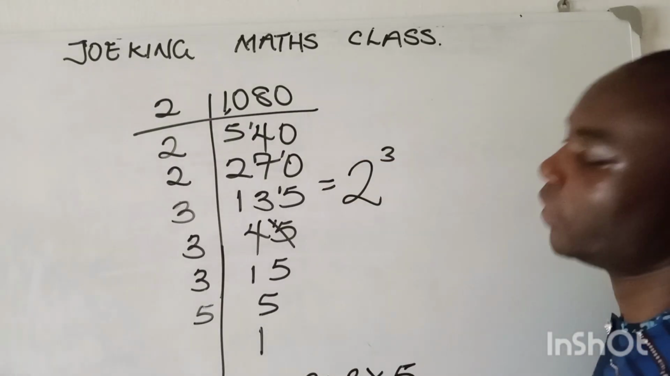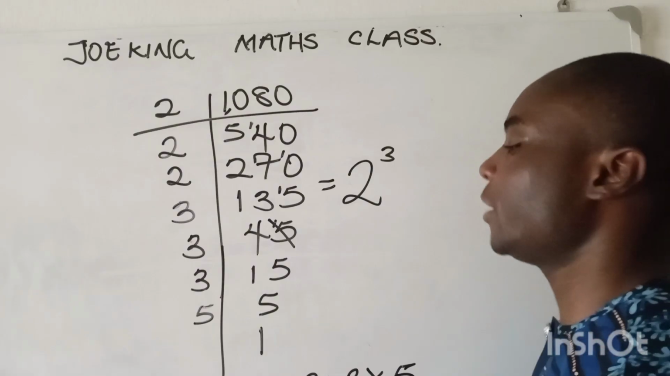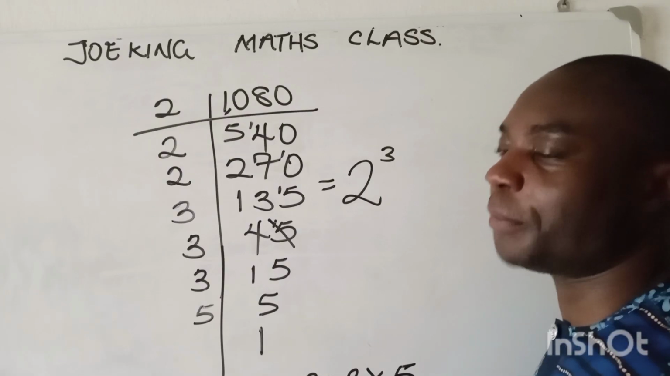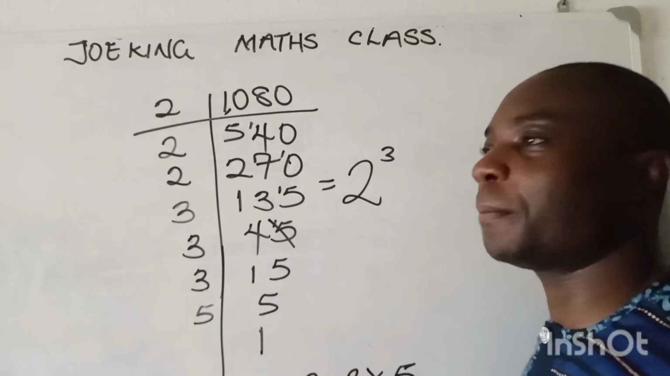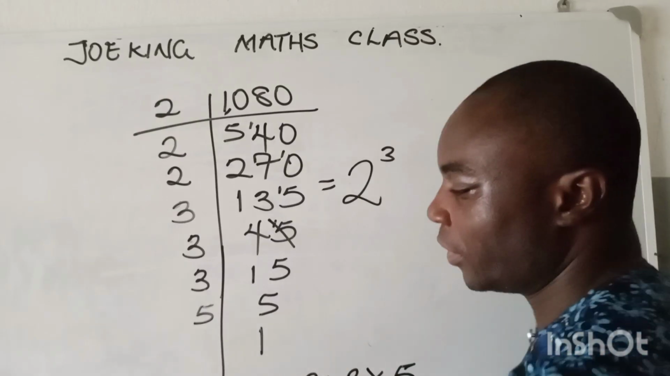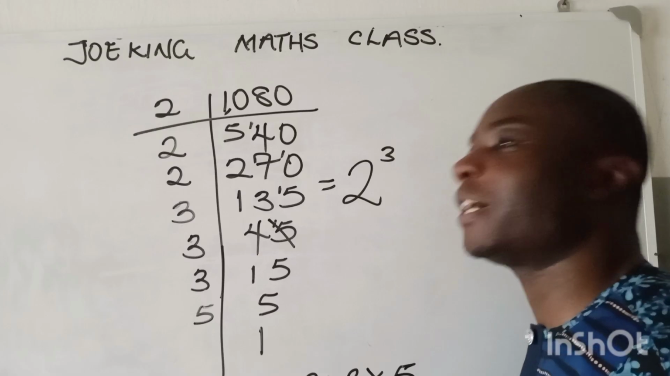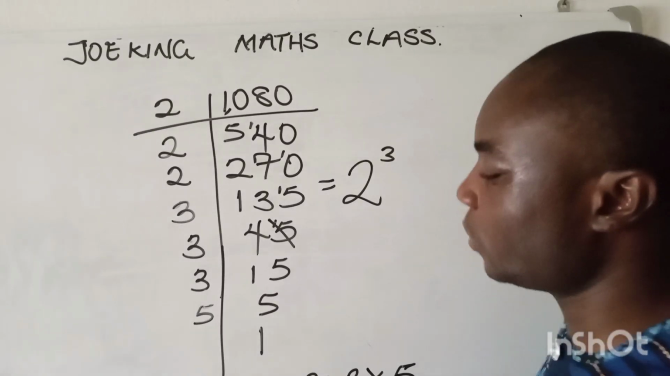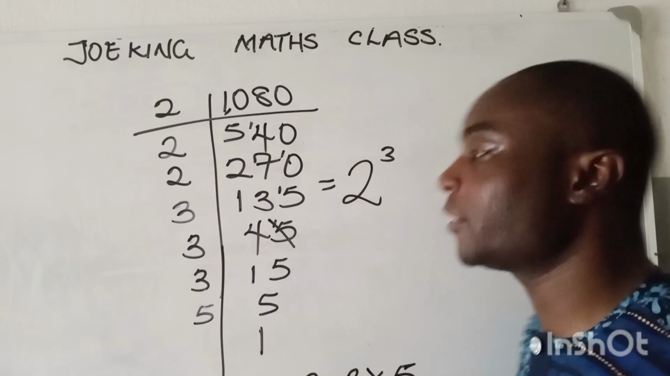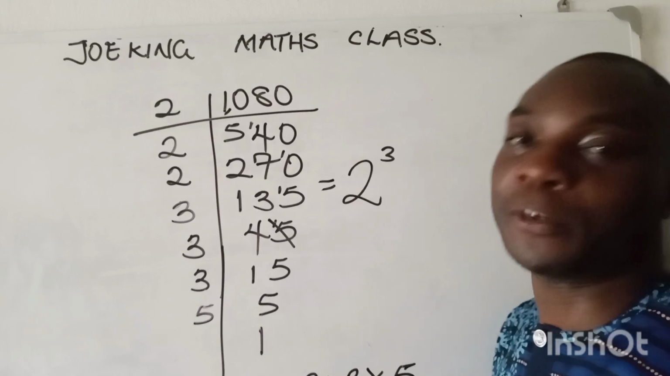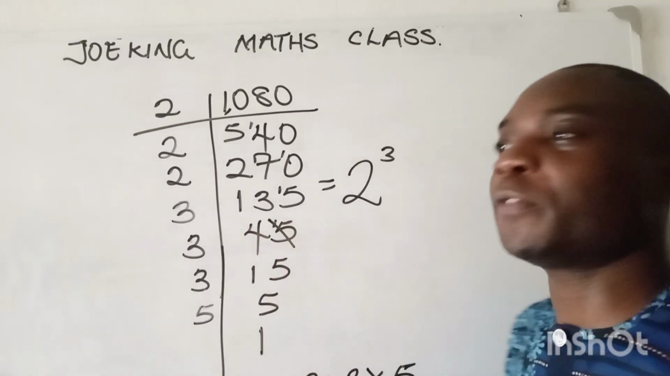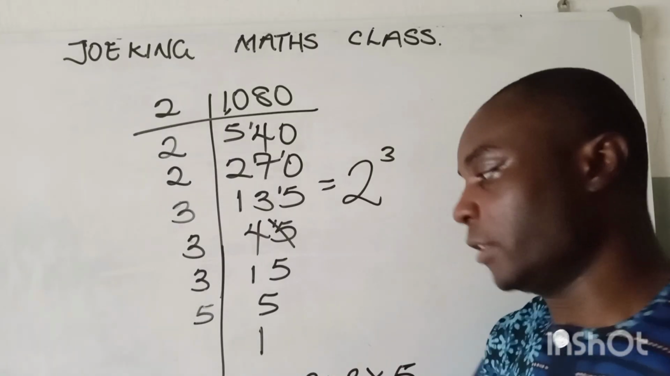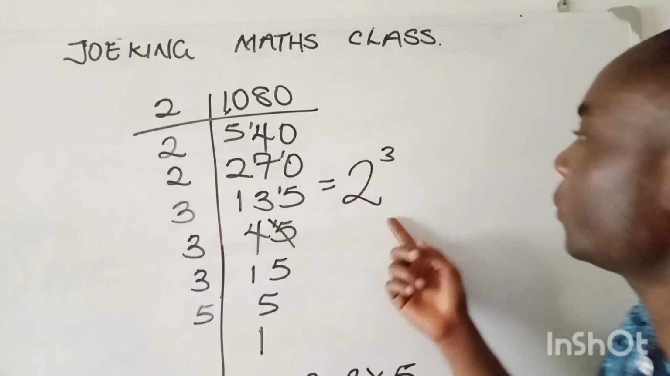Why? Because in indices, we are made to understand that when you multiply the same number by itself, you can bring out one of that number and put it in the power of the number of times it multiplies itself. So if we have 2 times 2 times 2 times 2 in 4 places, 2 multiplies itself 4 times, and we have 2 raised to the power of 4. If it is 5 times, we have 2 raised to the power of 5. But in this case, we have 3 times. So we have 2 raised to the power of 3.